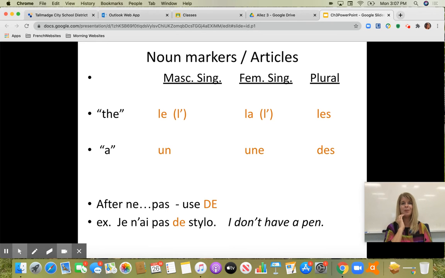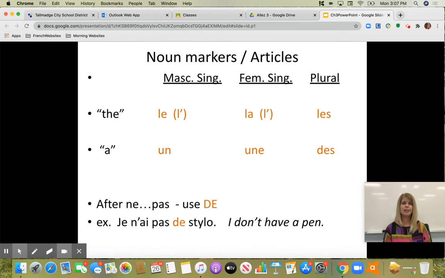We're going to talk about noun markers or articles now. So you know both the words for the and the words for a. If you're just labeling a sheet, it doesn't matter if you say the pencil or a pencil. But sometimes when you're using it in sentences, it matters a lot. The is a little more specific. You have a specific one in mind. Can you hand me the book? Not just any book. Not a book, the book. There's a certain one you have in mind.